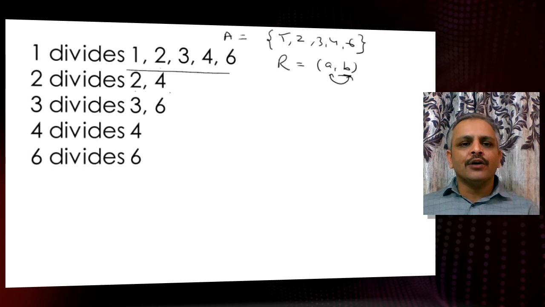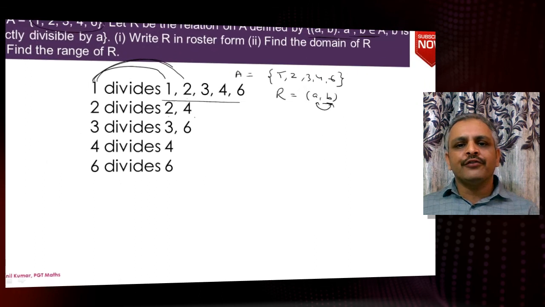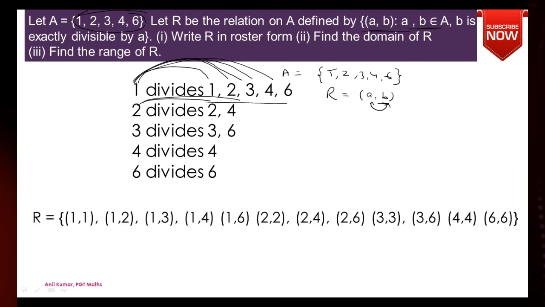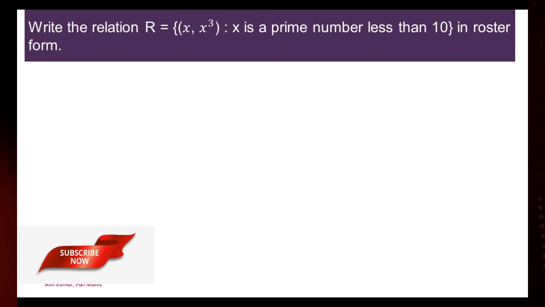So if I make the ordered pairs, then 1 with 1, 1 with 2, 1 with 3, likewise 1 with 4 and 6, 2 with 2 and 4 and so on. So my relation will be like this. Here is the relation R between x and x cube. What does it mean? The first element will be x and the second will be the cube of the first element.